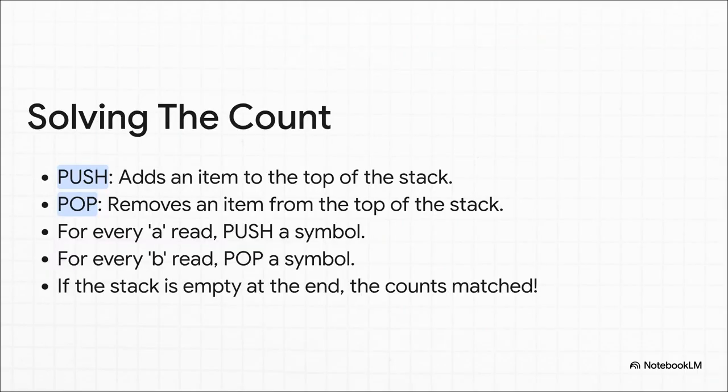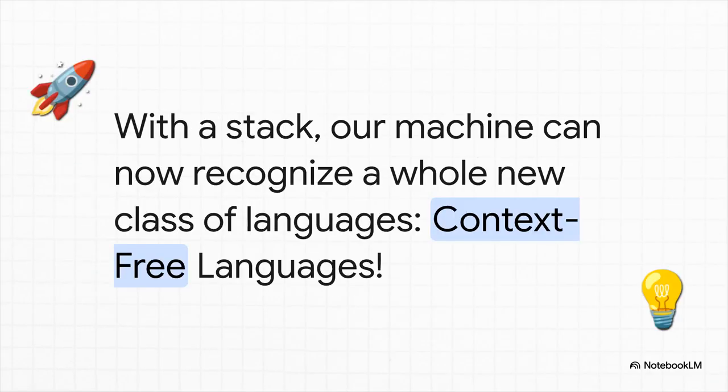And just look at how elegantly this new memory system solves our counting problem. It's actually beautiful. As our machine reads the string, for every single A it sees, it pushes a little token onto the stack. One A, one token. Another A, another token. Then, when it gets to the B's, for every B it reads, it pops one token off. And what's the final check? If the stack is perfectly empty at the end of the string, we know for a fact the count's matched. Problem solved.